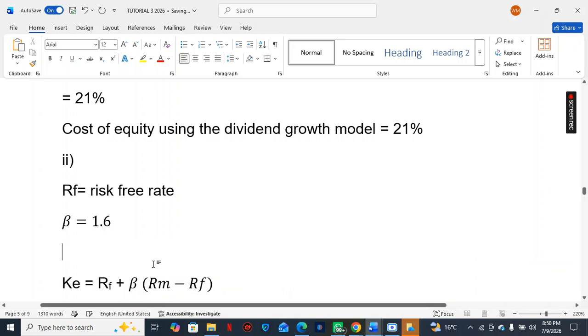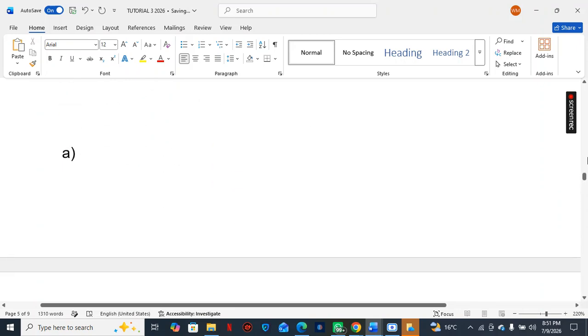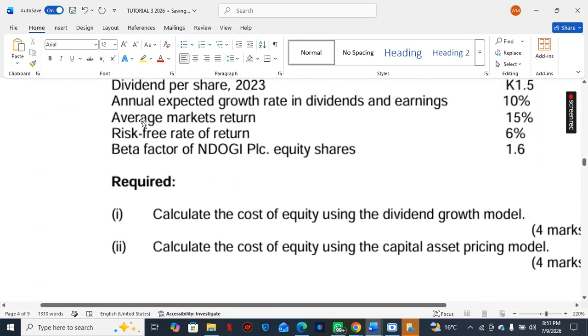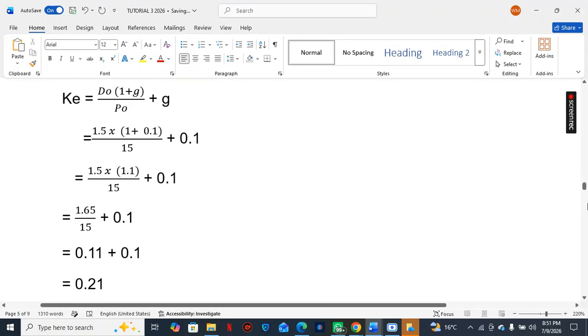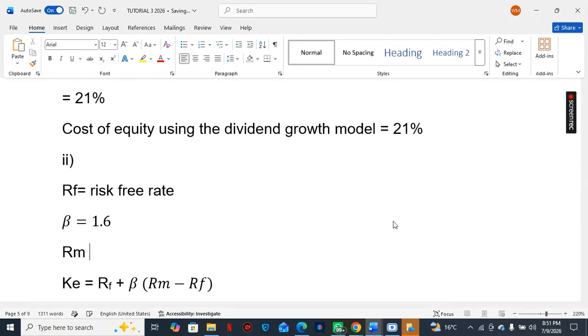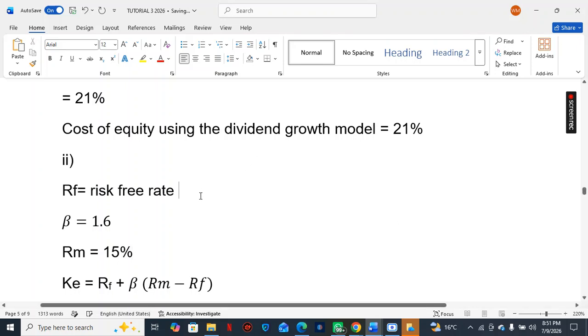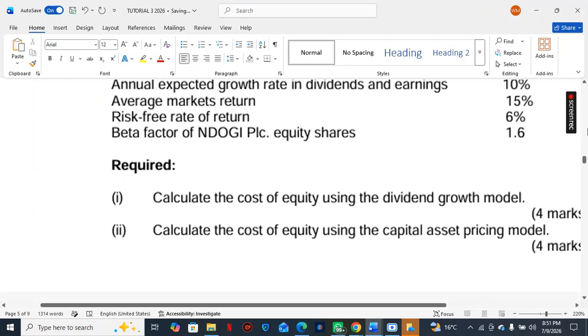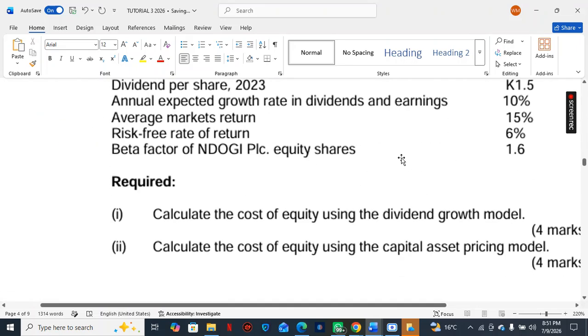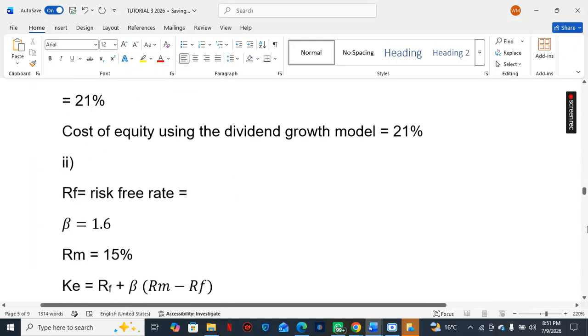RM, we said this is the average return on the market. Average market return, that is the RM, 15%. And we said this just gives you the average return that the companies are giving on their stock market. These are the three things you need to be aware of. Risk-free rate was what, 6%? Just these three things, colleagues.